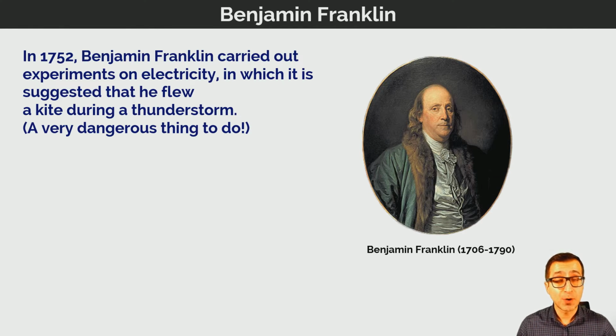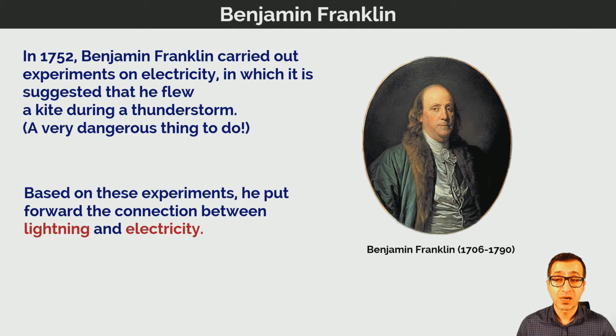Now, based on these experiments and the fact that he got lightning to strike the key on the kite and then flow down the wire attaching the kite to the ground, he put forward the idea that lightning was a form of electricity, that there was somehow a connection between the phenomenon of lightning and the phenomenon of electricity. So his observations later enabled scientists to establish modern theories about the way that electricity works and what electricity is.